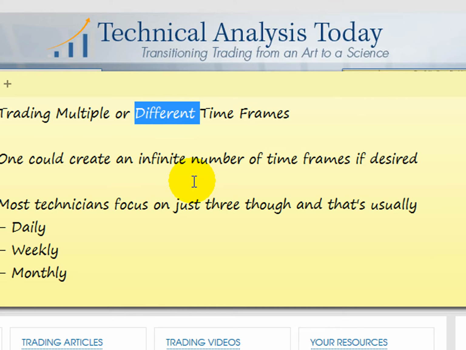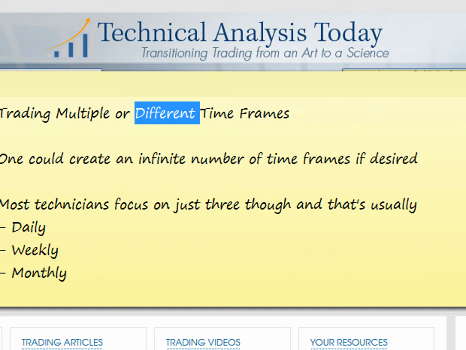If we step back and talk about what is a time frame, a time frame typically is a daily, weekly, or monthly. Now, you could have an infinite number of time frames, but it makes no sense to do so. So technicians typically look at three. Historically, that's been daily charts, weekly charts, and monthly charts. When I'm saying that, I'm talking about the daily bars. In other words, each bar on a chart is equivalent to one day.